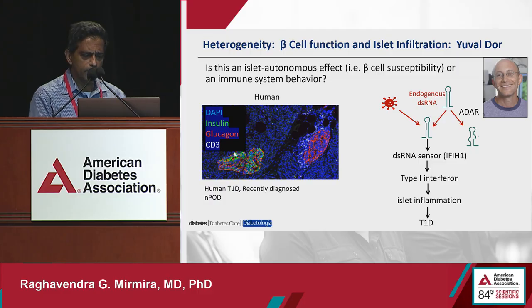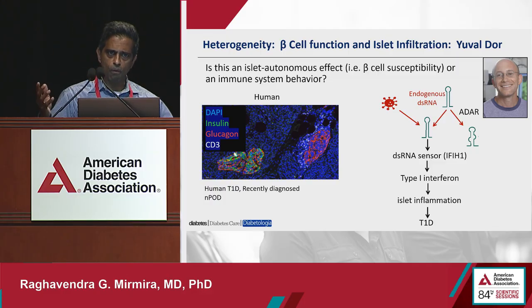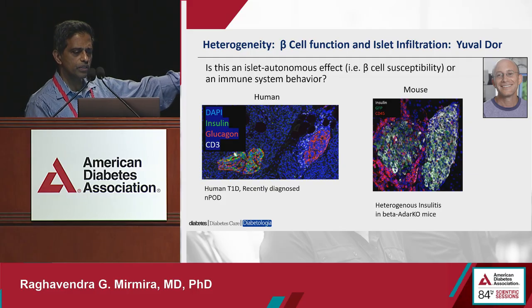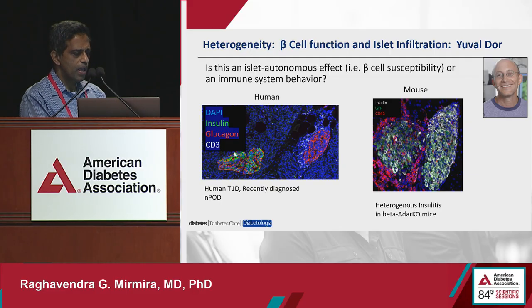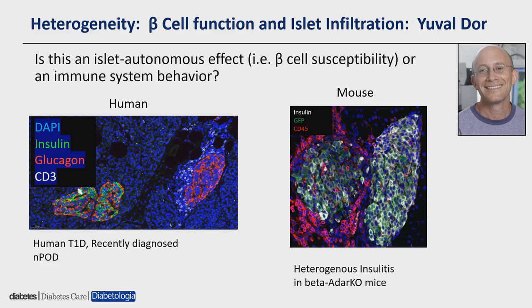Okay, so what he did then was ask the question, what happens if we knock out ADAR and then change the whole interferon signaling pathway in beta cells? And what he observed was a phenomenon that looked very similar to what you see in the humans. So this is in the mouse, and you could see that there is this same heterogeneous insulitis, where on the left you see an islet being invaded by CD45 positive cells, so immune system. And then on the right, a relatively well-preserved islet that seems relatively untouched.